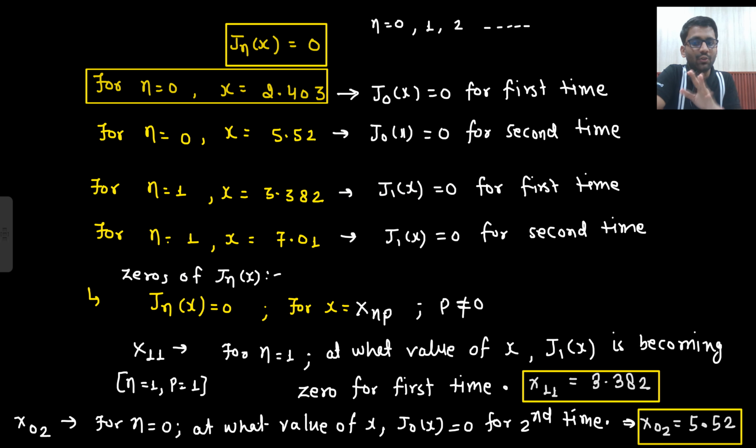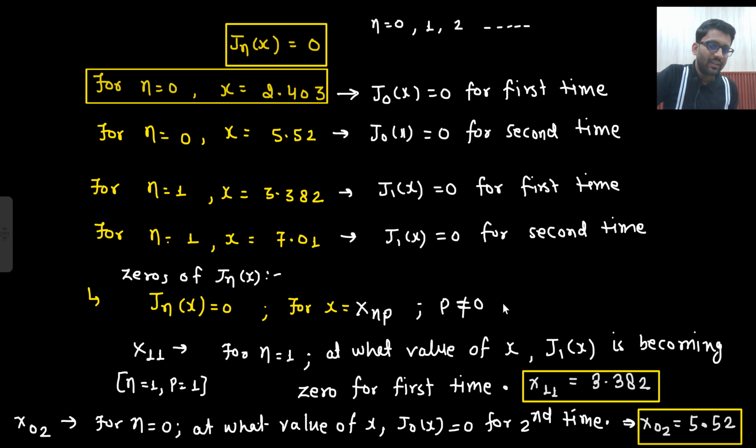So I hope you are getting what we are finding. We are finding the zeros of jnx. The n value could be different. You can get zeros at the first time, second time, third time. So at different values of x, you are getting zeros of jnx, and n values can also be different. That's why I told that when jnx is equals to 0, at that time your x is equals to x and p.